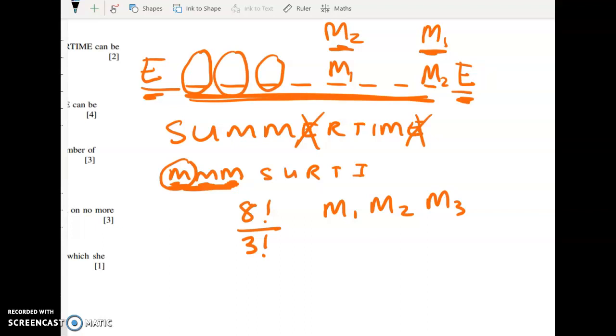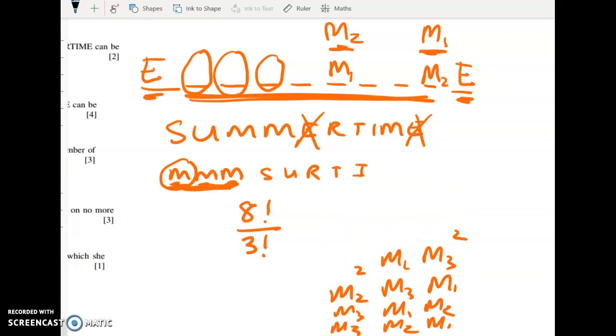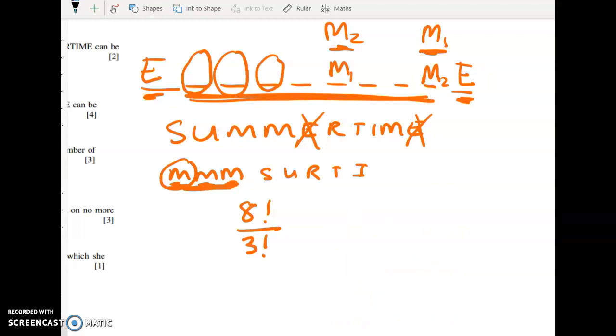We could have it as the first M, the second M, and the third M, or we could have the first, then the third, then the second. We could have M2, M1, M3, M2, M3, M1, and then the same thing for the 2 M3s, right? M1, M2, M2, M1. So that's where the 3 factorial is coming from, and they are all the same, so we don't want to double count. Okay, so when we chuck that into the calculator, what we get is we just end up with 6,720, because it's 8 times 7 times 6 times 5 times 4.